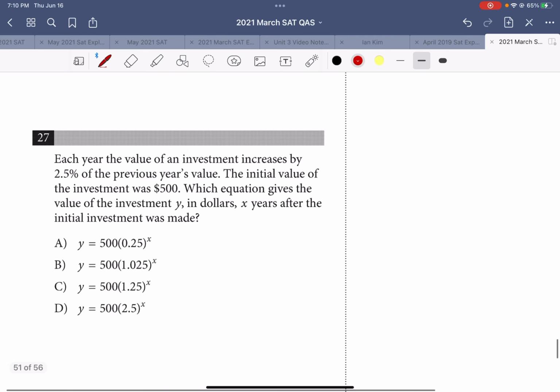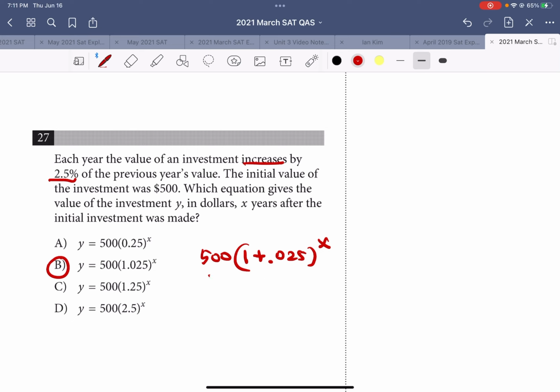Number 27, each year, the value of the investment increased by 2.5%. So exponentially, we already talked about that. Increase by a certain percent should be exponential. So 1 plus 2.5% in decimal, 0.025, to the power of x. So it's supposed to be that way. So 1.025, we already know the answer has to be B. Okay, but initially it's 500, so the answer should be B.